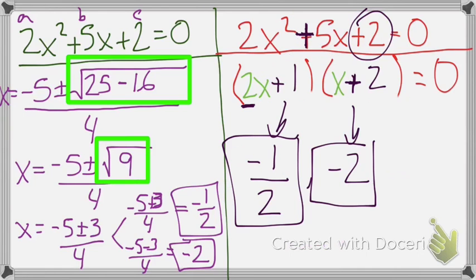So it's the opposite of the number. So the opposite of positive 1 is negative 1. And then we have to put it over the number in front. And then for this one over here, since it's just an x in the front, that one we do normal. It's just negative 2, opposite, and you're done.